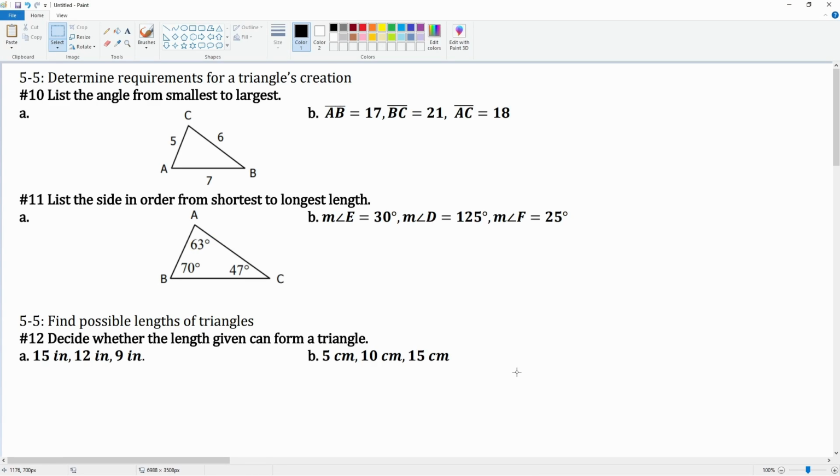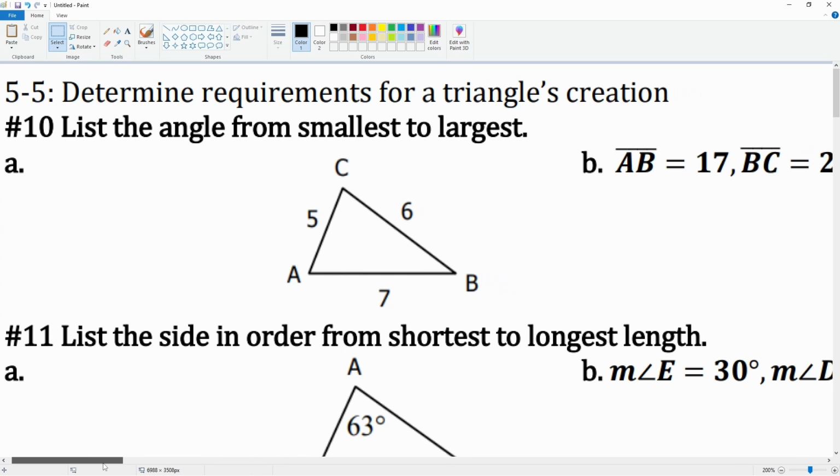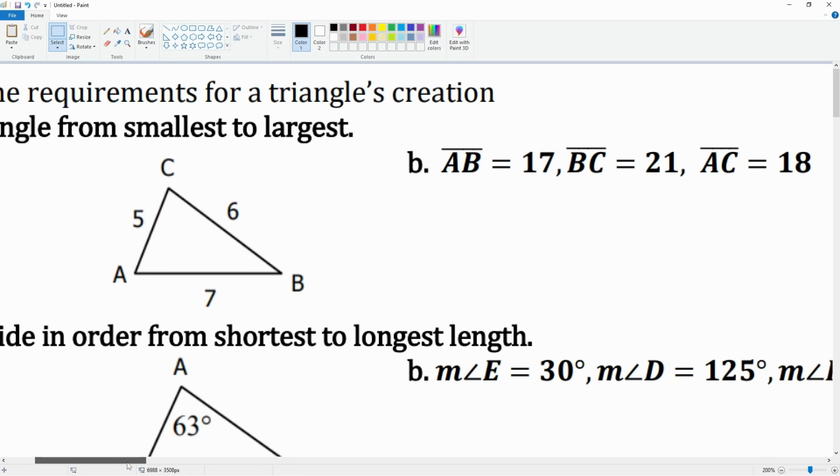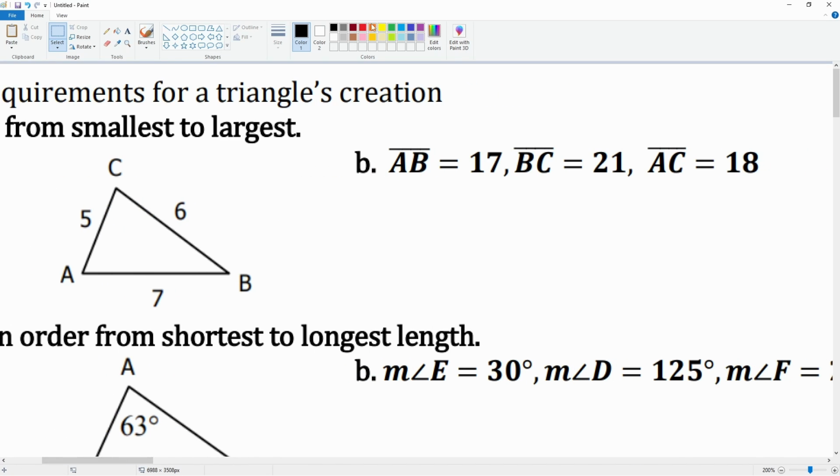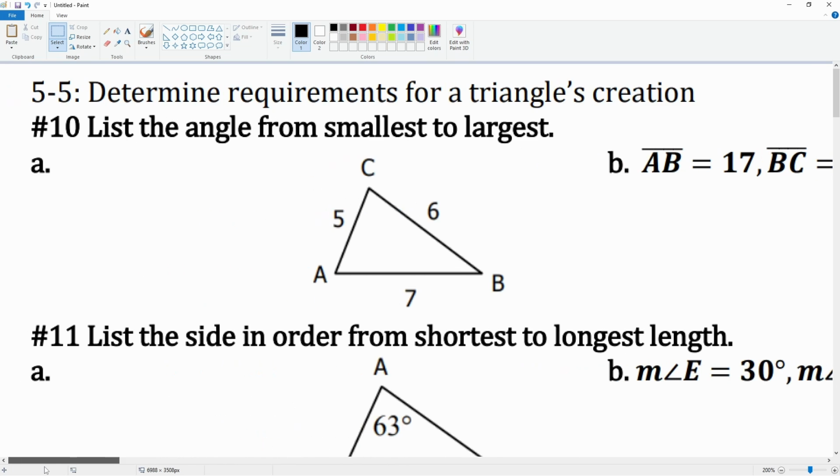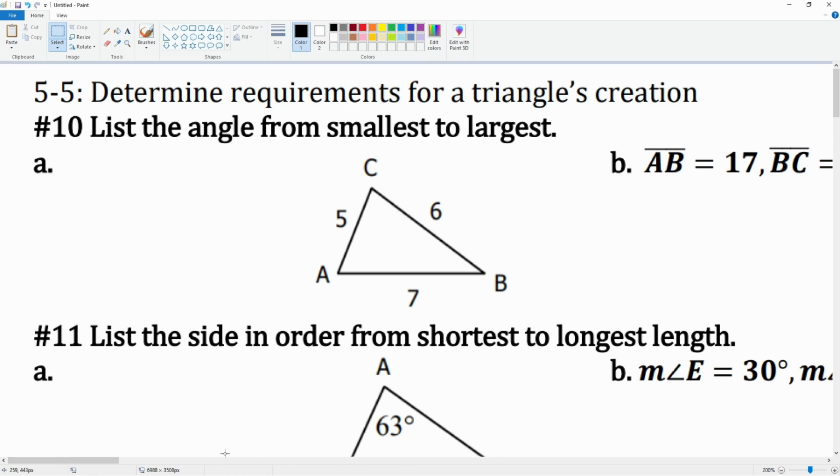All right, 5-5, we're going to determine the requirements for a triangle's creation. For 10, you're going to list the angles from the smallest to largest here. To list the angles from the smallest to largest, you want to look at its sides here. The sides are given here, okay? For A, we have 5, 6, and then 7, okay?